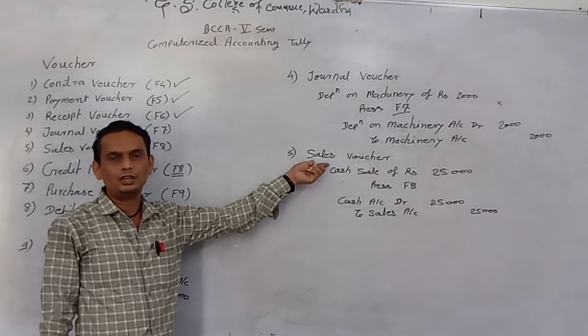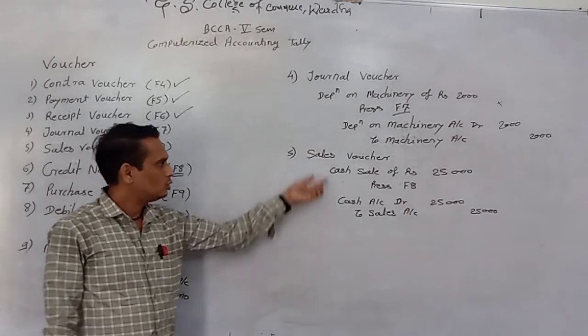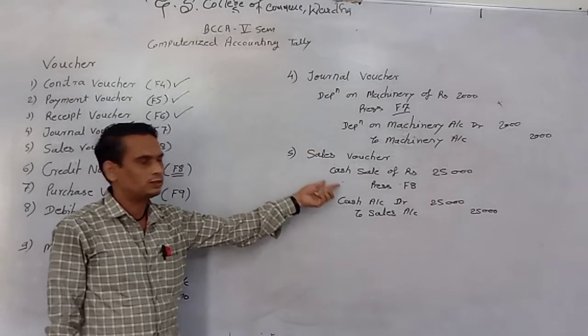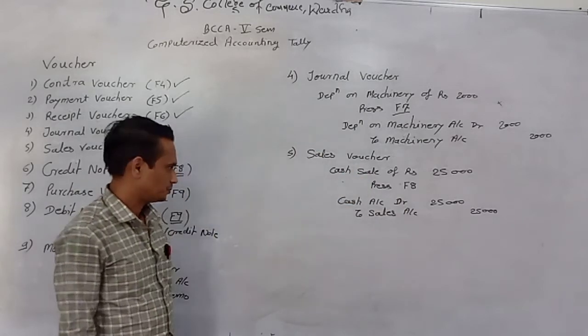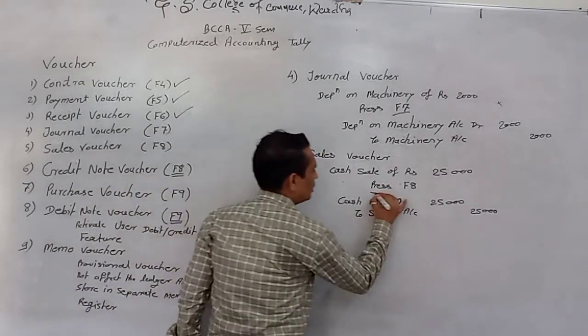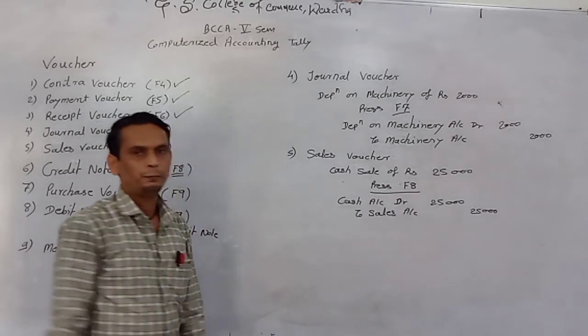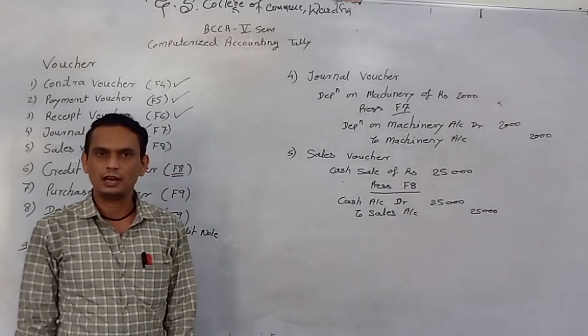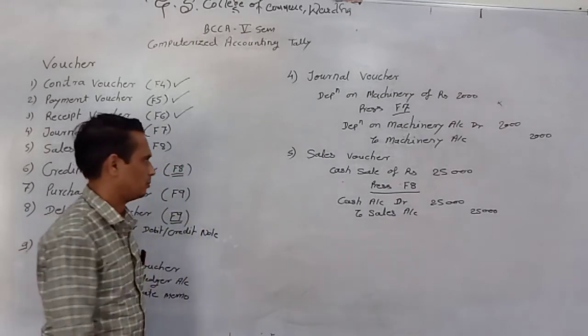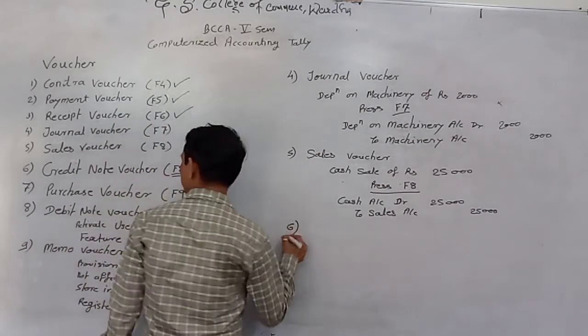So all types of sales which are made in a business are recorded into sales. It will be a cash sale or credit sale. So the sales voucher is used for the sales transaction, and the key for the sales voucher is F8, that is function key 8.